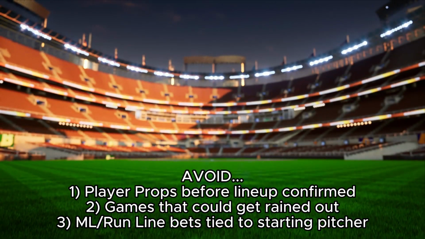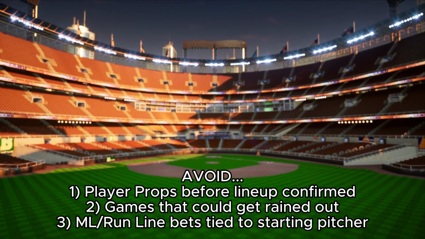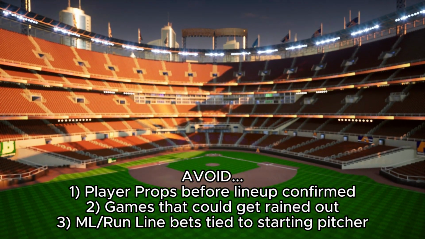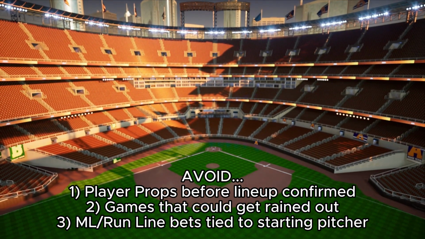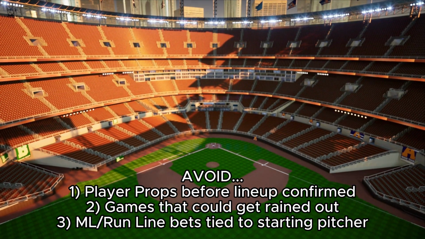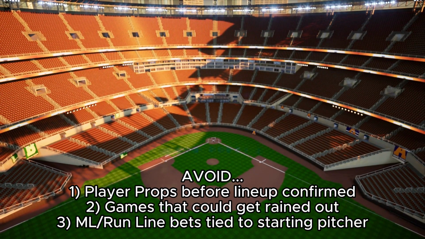So if you make sure that you avoid those 3 scenarios: number 1, player props before the player has been confirmed in the lineup; number 2, a game that is potentially going to go into a rain delay; and number 3, a run line or money line that's tied to a starting pitcher, I think you're going to really see success with arbitrage this MLB season.